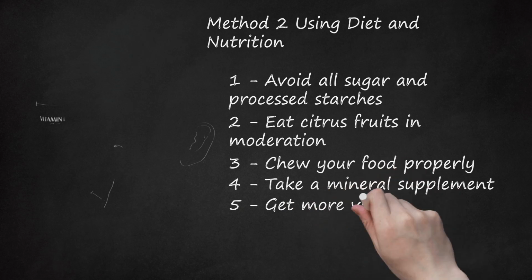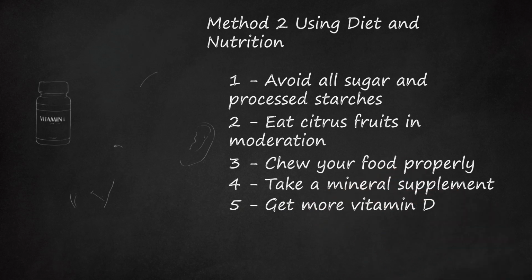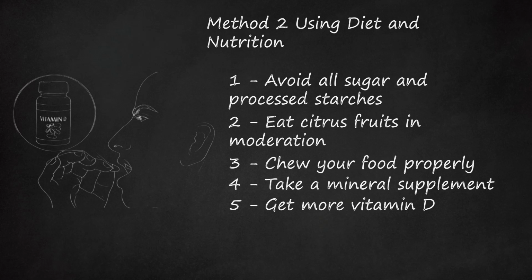5. Get more vitamin D. Another way to increase the health of your teeth is to increase your daily vitamin D intake. Adults and children should get about 600 IU of vitamin D every day. Adults over 70 years should get 800 IU every day. Vitamin D and calcium work together to strengthen bones and teeth, so you can buy a supplement that includes both.